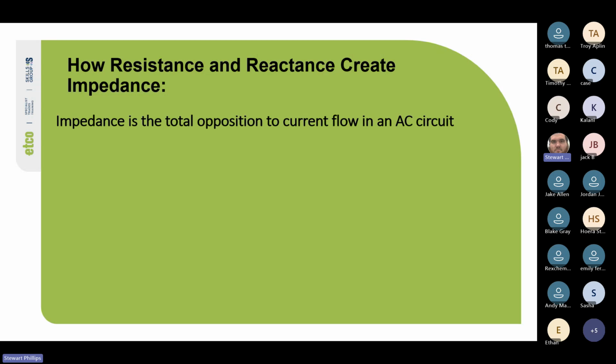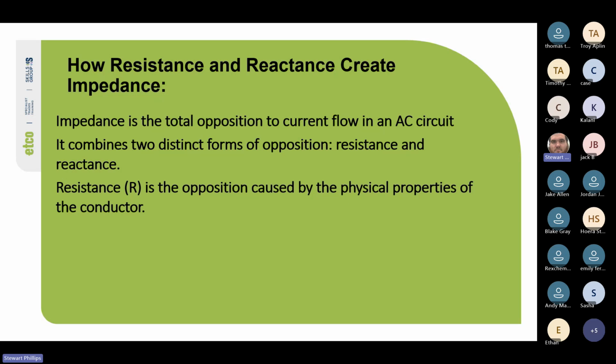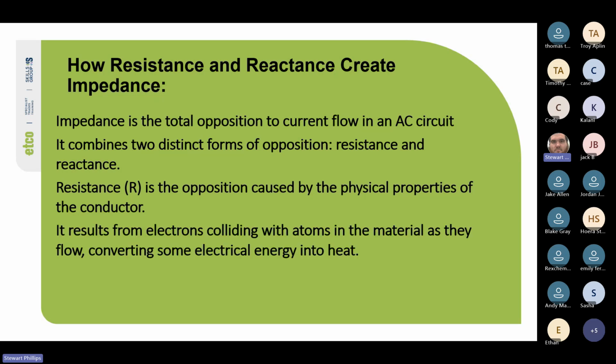Resistance is the opposition caused by the physical properties of the conductor. It's constant and affects both AC and DC equally. It results from electrons colliding with atoms in the material as they flow. It converts some of the electrical energy into wasted heat. But reactance, on the other hand, only exists in AC circuits and comes from components like inductors and capacitors. In the case of inductive reactance, which we'll focus on this lesson, the opposition arises from the changing magnetic field around the coil when alternating current flows.